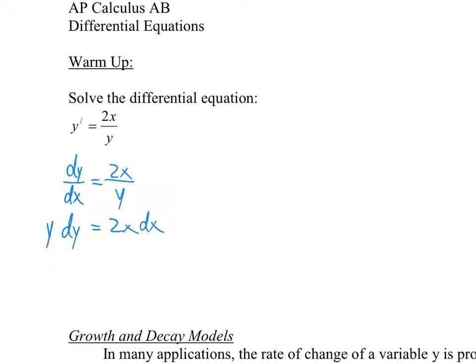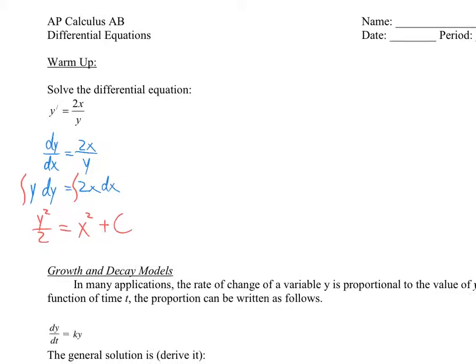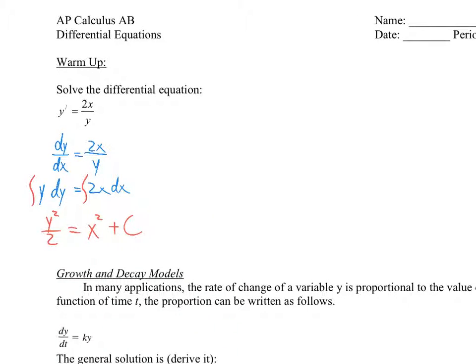Once I have that accomplished, then I can take the integral of both sides, and I get the integral of y is y squared over 2. Okay? And the integral of 2x is going to be 2x squared over 2, so just x squared. And then I put in the plus c. Now, if we want to solve this for y, I would go ahead and multiply, and then square root.